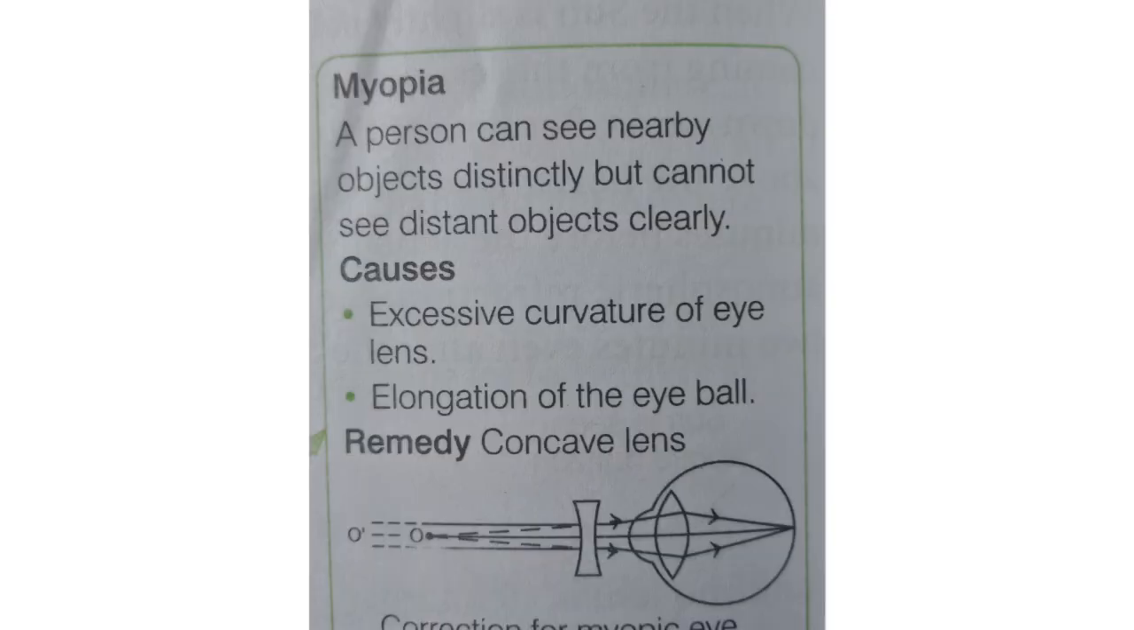Now let's move to the eye defects. The first defect that we are going to deal with is myopia. Now what is myopia? In myopia, the person can see nearby things but cannot see distant things, right? It is a kind of defect in the human eye where a person is able to see nearby objects but finds difficulty seeing distant objects. Here is the definition: a person can see nearby objects distinctly but cannot see distant objects.